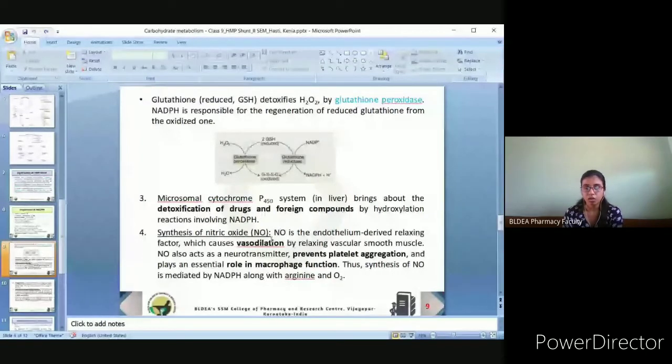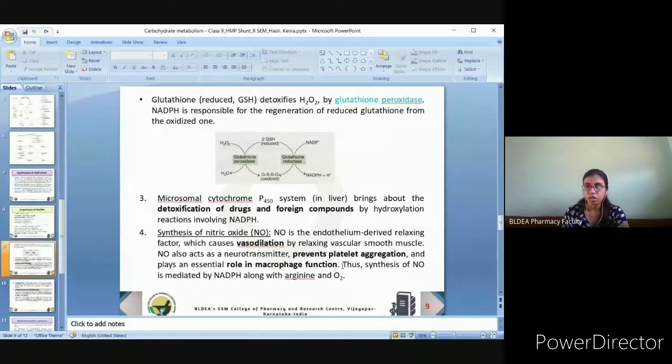Also, nitric oxide concentrations are important to prevent platelet aggregation inside the body. Platelet aggregation tends to result in thrombus formation. If these thrombi accumulate in the veins, they will tend to cause heart problems, that is heart failure, or also increase the blood pressure. Thus, the synthesis of nitric oxide is mediated by NADPH along with arginine and oxygen.